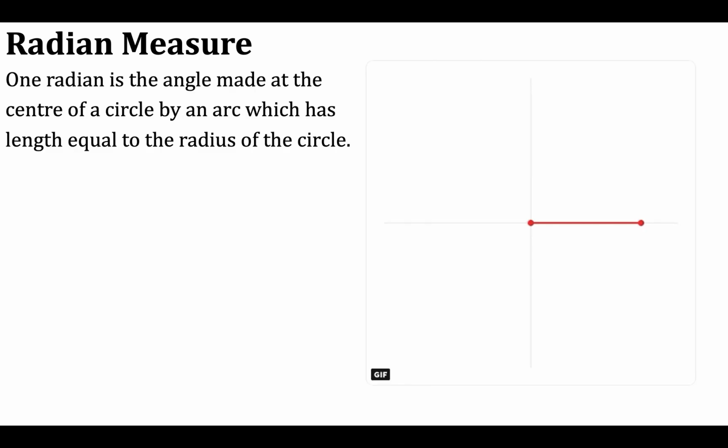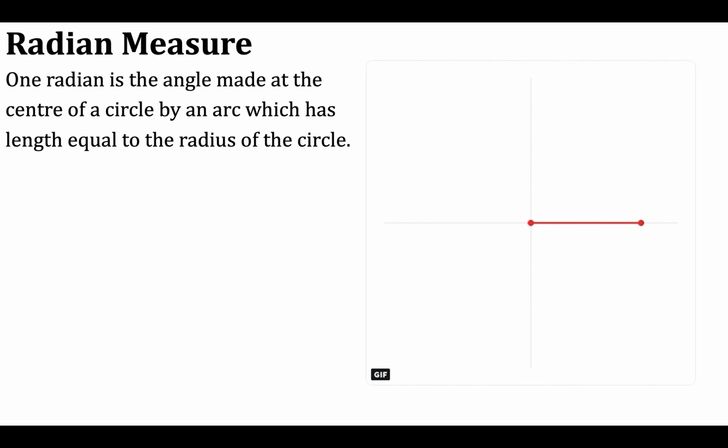So if we look at this, 1 radian is the angle made at the centre of a circle by an arc which has length equal to the radius of the circle. That probably at this stage is slightly confusing in words, so I'll just show you this wee video.